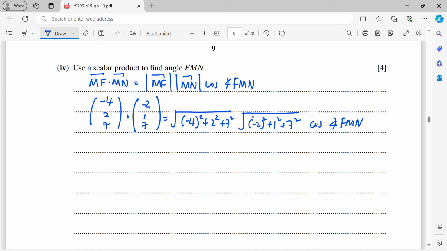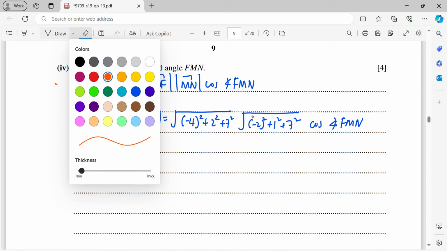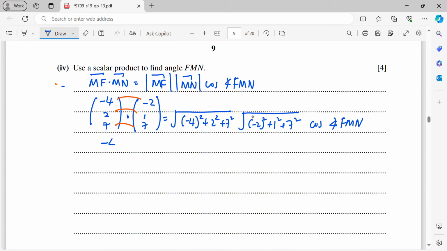Okay, then now for the left hand side, you just multiply each component and then plus all the multiplication. So basically it's minus 4 times minus 2 plus 2 times 1 plus 7 times 7 equals to square root of 4 squared plus 2 squared plus 7 squared, which is basically square root of 69. And then for the second square root, that is square root of 54. And then cos angle FMN. So for the left hand side, you will get 8 plus 2 plus 49.